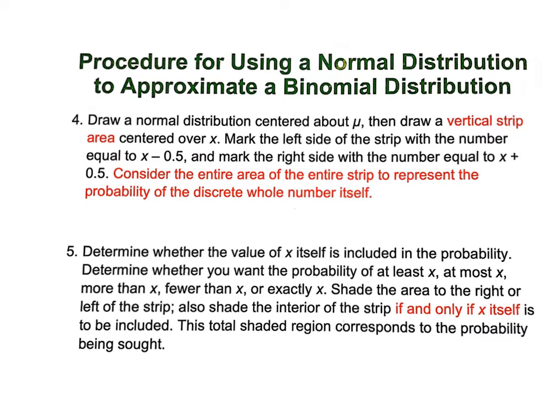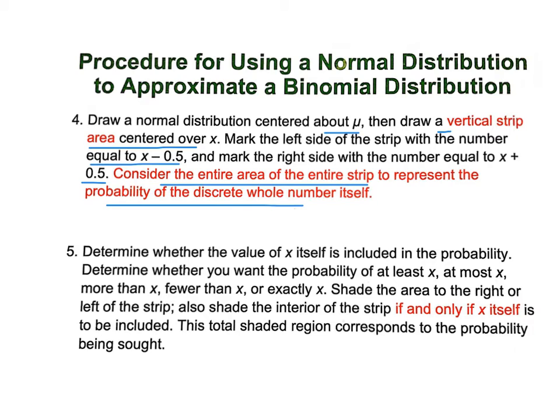Number 4, that's where it gets a little crazy. Draw a normal distribution centered around the mean. That's what a normal distribution does, with a vertical strip area centered over x. Mark the left side of the strip with the number x minus 0.5 and the right side equal to x plus 0.5. Consider the entire area of the strip to represent the probability of the discrete whole number itself. So we're going to take the whole area there from negative 0.5 below it to positive 0.5 above it and consider that to be basically just our x.